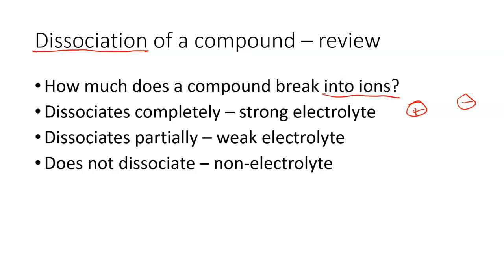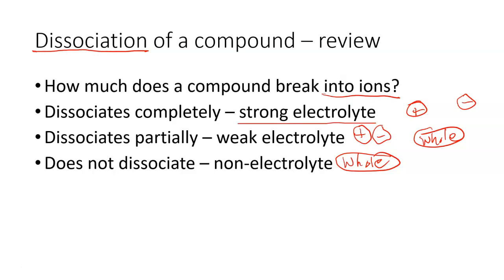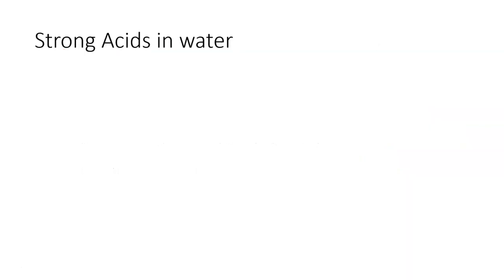Does it break apart partially? So we have some that are plus and minus, and some of them that are the whole compound still. Or is it a non-electrolyte, so it doesn't break apart at all? These are going to be important as we look at the different types of acids and bases. First we're going to look at something similar to the strong electrolyte, which is our strong acids.